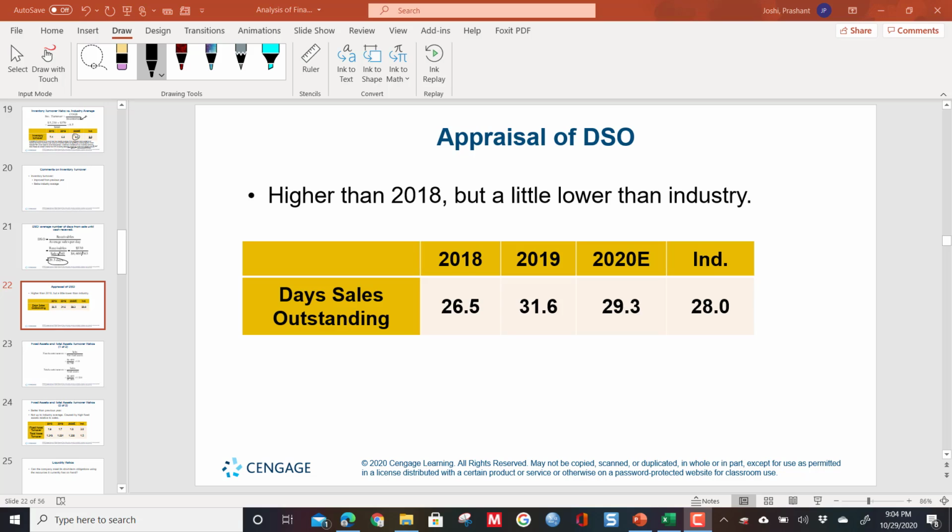The days sales outstanding is also called the average collection period, and it shows an improvement from 2018 to 2019. So probably customers were not paying on time, but the estimate shows an improvement. Customers take less time to pay their dues, but it's still higher than the industry.